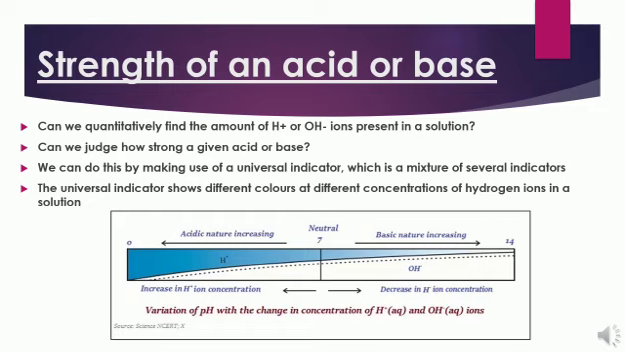Okay, in case of base, that is hydroxyl, you can see a decrease in H+ ion concentration, from 7 to 14. So the basic nature is increasing. So 7 is said to be neutral, that is water. So this is about the variation of pH with the change in concentration of H+ aqueous and OH- aqueous ions.